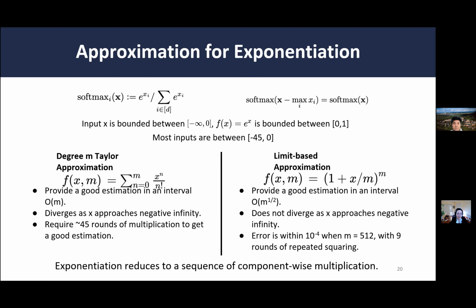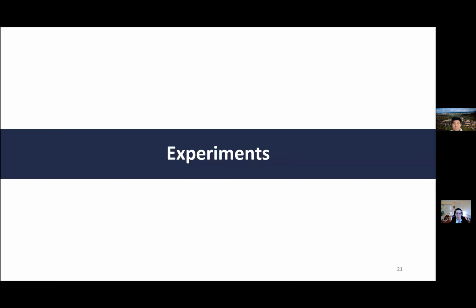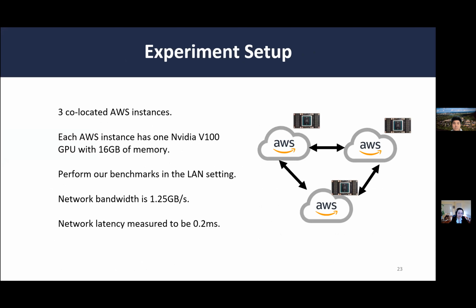So these are 2 examples. There will be more details about how we handle each layer in our paper. So next, let's move on to our evaluation part. We run experiments on 3 co-located AWS instances, and we measure both communication and computation cost. But here we focus mostly on the computation cost because that's where CryptGPU can help the algorithm most.